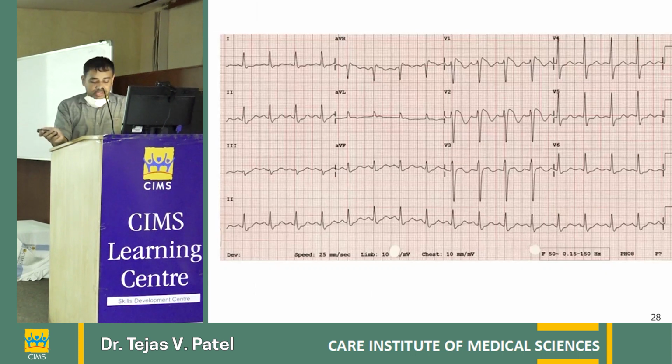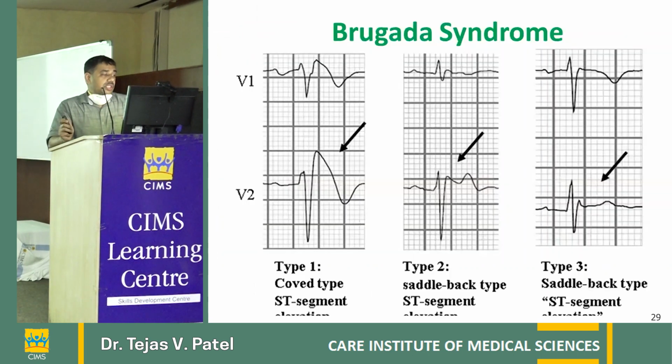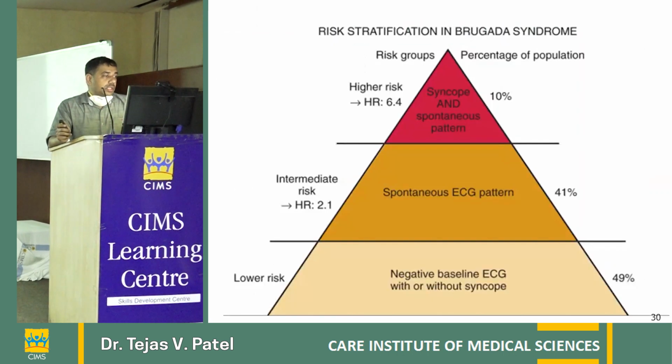Exactly right. This is the Brugada syndrome. You can see it here. This kind of ST elevation can happen in the ACS situation also, but this is a typical coved ST elevation in V1 to V3, especially V1 and V2, which is very, very typical of Brugada syndrome, and there is a typical history of sudden cardiac death in the family, especially at a young age.